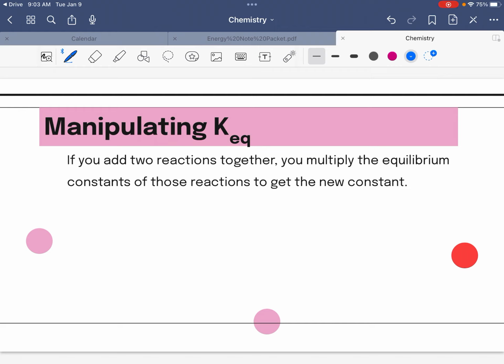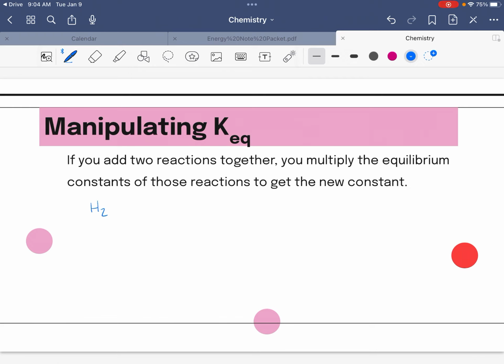Okay, if we're adding two reactions together, we multiply the equilibrium constants for those reactions to get the new constant. So these rules are different than what we saw with our thermodynamics problems. You probably noticed that before, when we flipped, we just changed the sign. When we multiplied, we just multiplied that number by the given number. And then when we added two reactions together, we just added the numbers together. In this case, we're going to be multiplying.